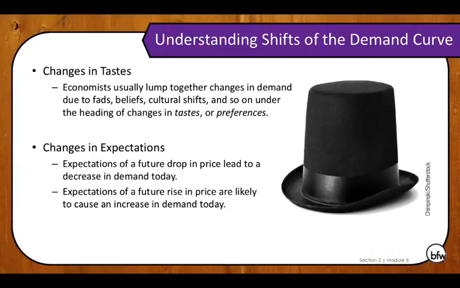And then the final thing that can affect the demand curve and shift it is a change in expectations about the future. Consumers have expectations about future prices. They have expectations about future product availability. They have expectations about their future income. And these expectations about future prices, product availability, and income can affect their demand for a good or service in the present.